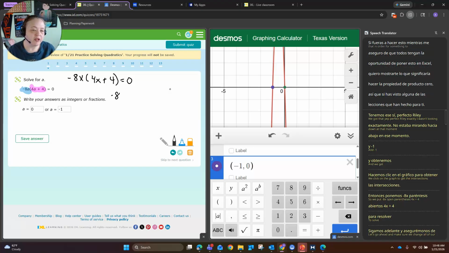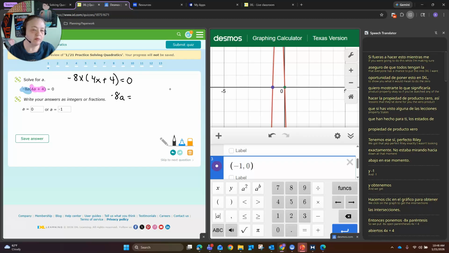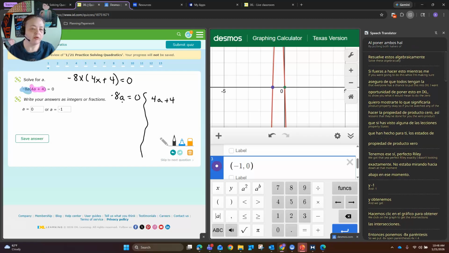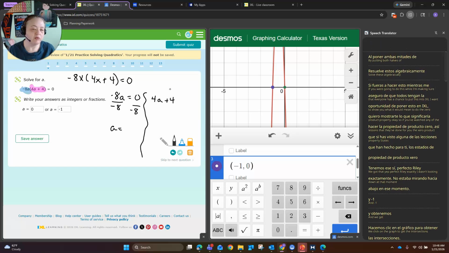So if we were to solve these algebraically by putting both halves of the equation, or that expression, equal to 0, we divide both sides by negative 8, we get a equals 0. Subtract 4 from both sides. Over here, we get 4a equals negative 4. Once you divide by 4, you would get a equals negative 1.